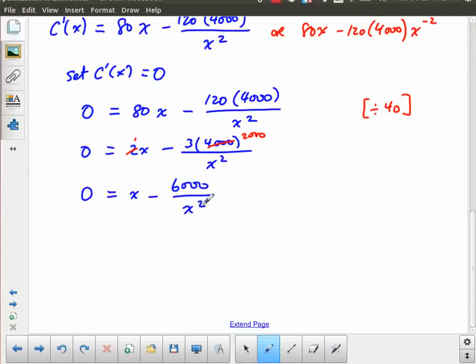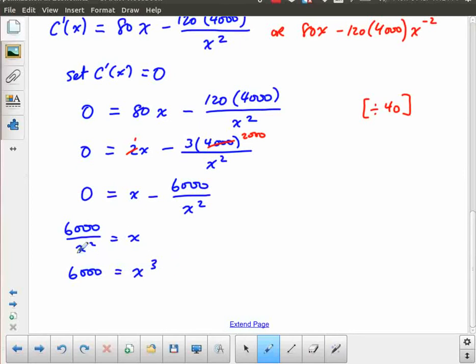I'm going to bring this term to the left side. I end up with 6000 over x squared is equal to x. I'm going to cross multiply by my x value, so I end up with 6000 is equal to x cubed.